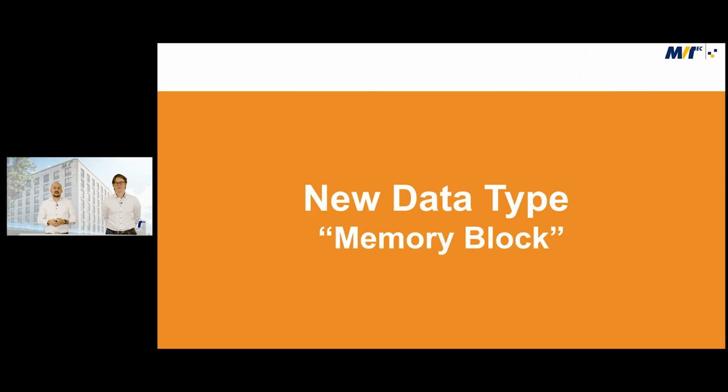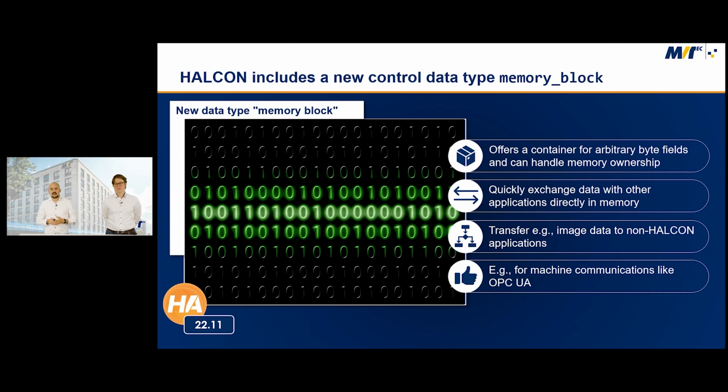So now let's start with the new data type, which is called memory block. HALCON now includes this new control data type, the memory block. It offers a container for arbitrary byte fields and can handle memory ownerships. The main advantage is that you can use it to quickly exchange data with other applications directly through the memory, and can therefore, for example, transfer image data to non-HALCON applications via OPC UA. The details of how this works and how you can use memory blocks will be introduced by my colleague Jan.